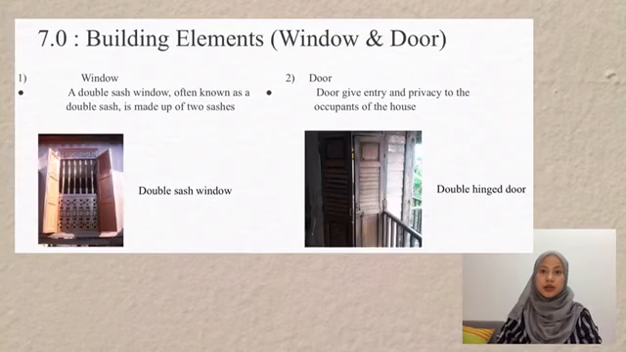Building element of Perak traditional house, window and doors. Window is a double sash window, often known as a double sash, made up of two sashes. Door, double hinge door. Doors give entry and privacy to the occupants of the house.